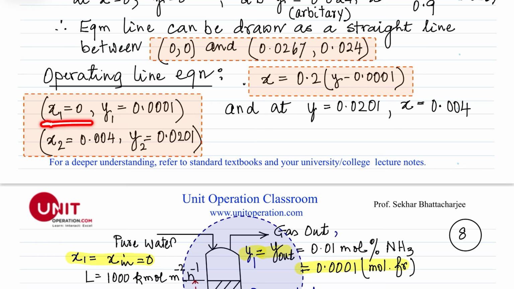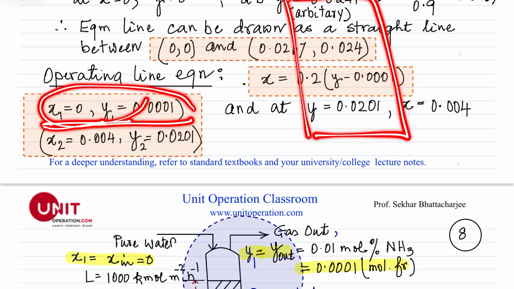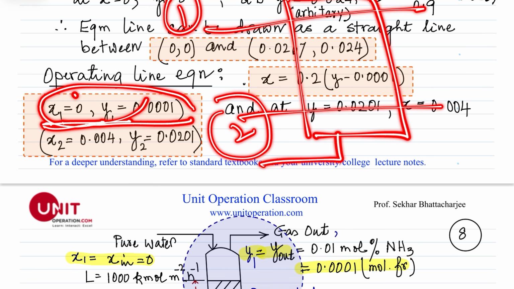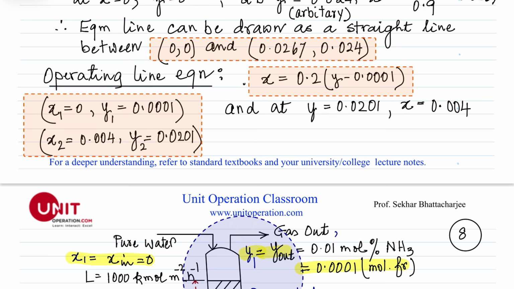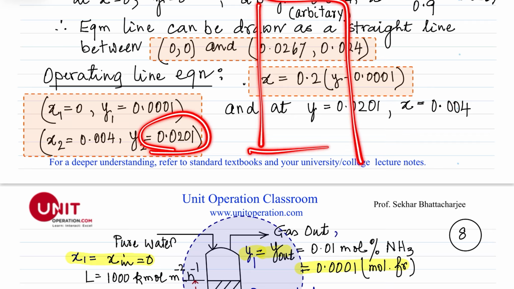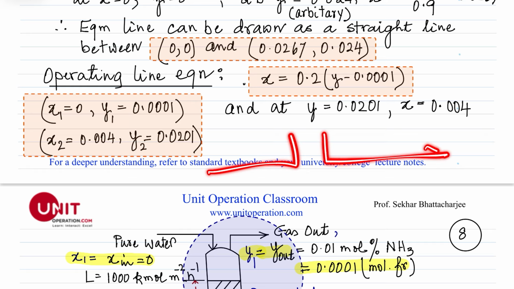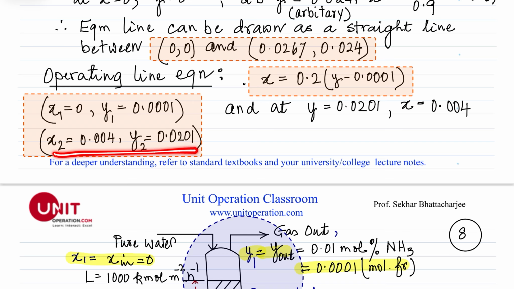So basically, for x1 is equal to 0, y1 is equal to 0.001. This operating line is between point 1 and point 2 here. Point 1, remember, is pure water, and this is 0.010 going out, and x2 is equal to 0.004. How do you find out? Just from this operating line, corresponding to this gas here. If we do the overall balance, we get the concentration, or the mole fraction of ammonia, in the water that is coming out. So basically, the operating line will be between the inlet and the outlet. This is the inlet and this is the outlet.